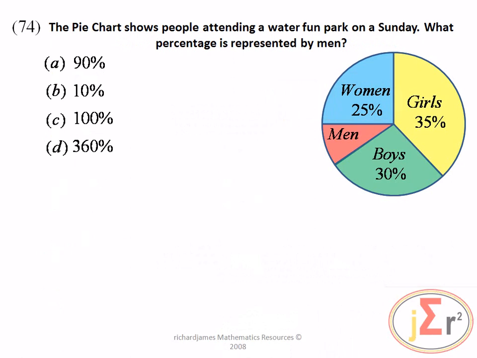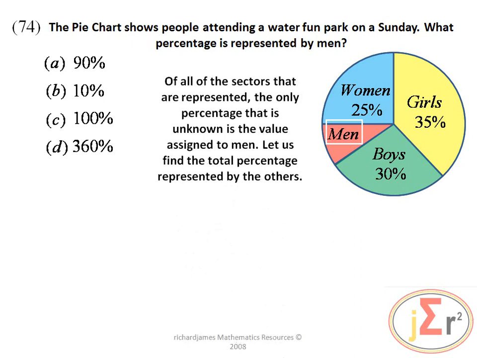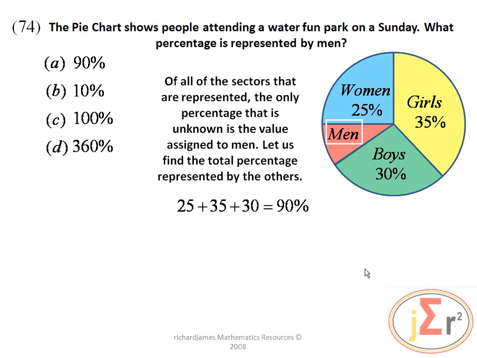What percentage is represented by men? That we have that slice of the pie representing men. Of all of the sectors that are represented, the only percentage that is unknown is the value assigned to men. So let us find the total percentage represented by the others. So all of the others we have 25%, 35%, and 30%. When we add those together, we get 90%.